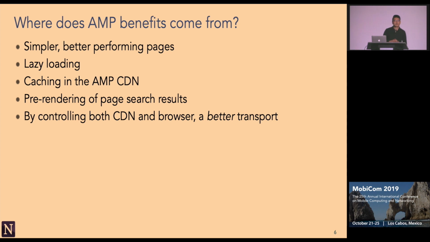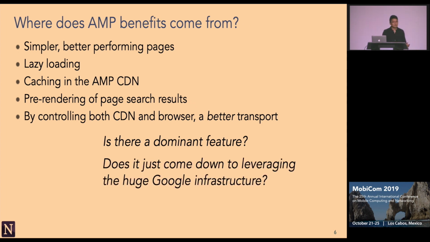There is a list of techniques for AMP, from the simplification of the page to dedicated caching and pre-rendering. Our question is, is there any dominant feature out of these? In other words, is it possible that AMP is just fast because it is from Google, or can it be a kind of general solution for network performance on mobile?